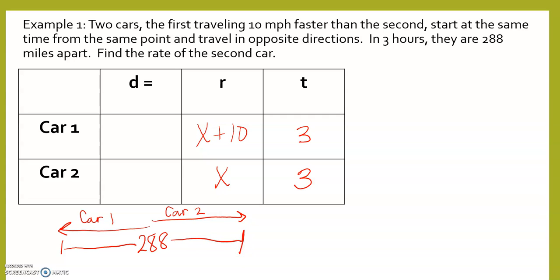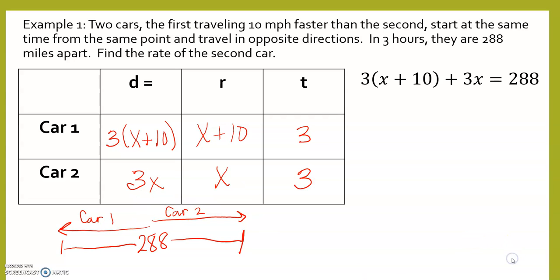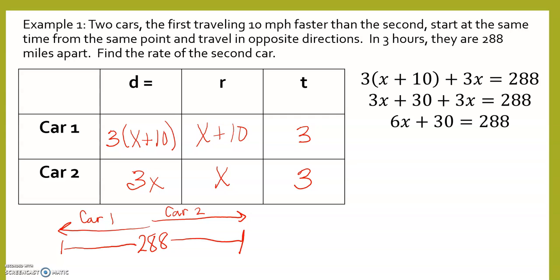Distance equals rate times time, so I can write in 3 times x plus 10. Here I can write 3x. We want to add those two distances, and those two distances are going to total 288 miles. So we've got 3 times x plus 10 plus 3x equals 288. Distribute. 3x plus 30 plus 3x equals 288. 6x plus 30 equals 288.